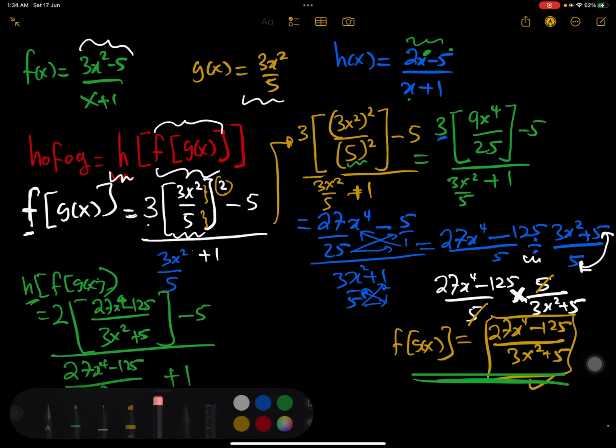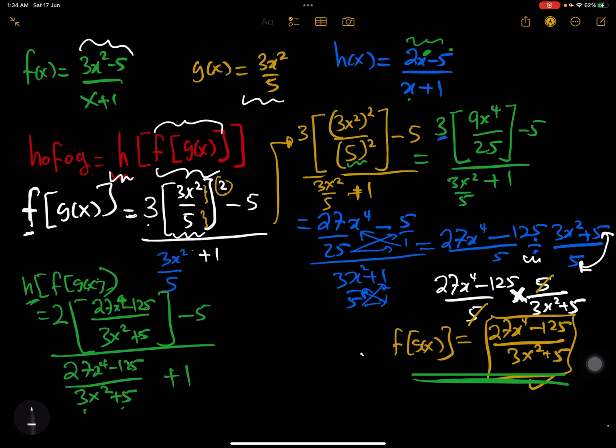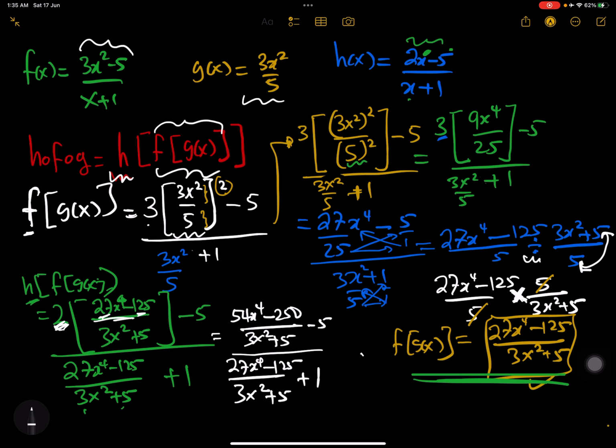So basically, we're now going to just do some simplification. At the top, we're going to do what? We're going to multiply this 2 by the numerator, and that's going to give us 54x to the power 4 minus 250. We're going to multiply the 2 by each of them, and then we divide that by 3x squared plus 5 minus the 5, and then we all divide by the 27x to the power 4 minus 125 over 3x squared plus 5 plus 1.